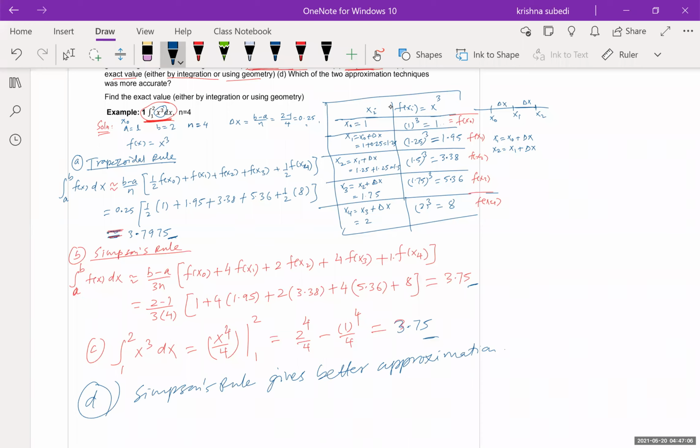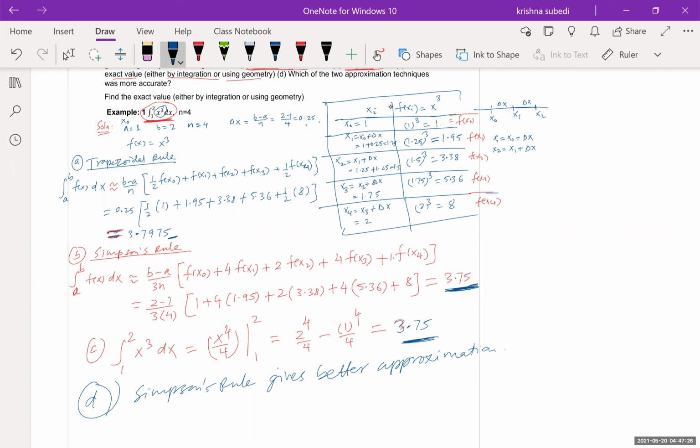So we are lucky that we got exactly the same value in case of analytical and Simpsons rule, but in general, that is not the case. They will be approximately the same, but this is just a coincidence that we got exact same value. Okay, but anyway, we can say that Simpsons rule gives better approximation.